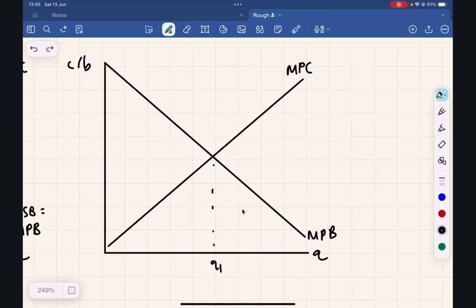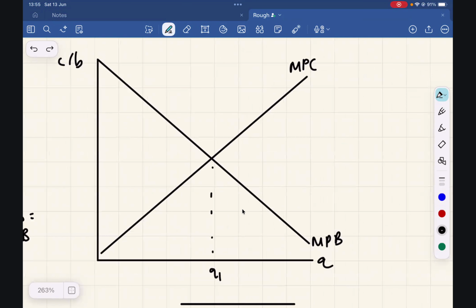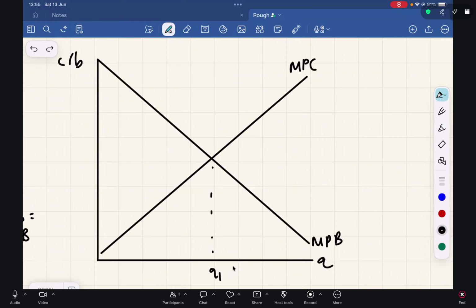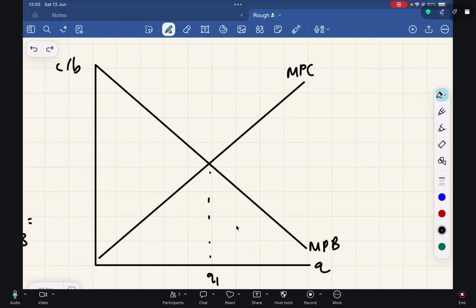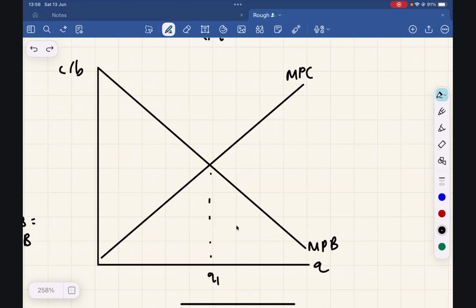The last one is almost never asked, so we don't really have to worry. What would you call the final situation? It is a positive production externality. You won't really be asked about these because they're not the most common thing in the world anyway.